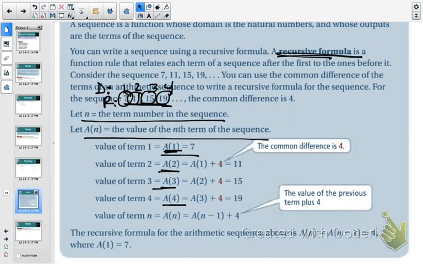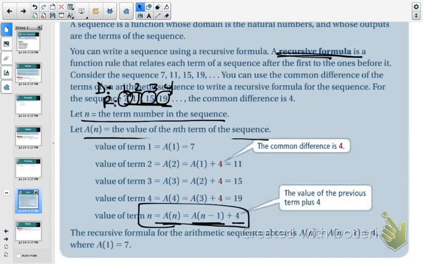If you notice, you're adding 4 every time. So if we want to find the nth term, we go back to the previous term, the n minus 1 term, and then just add 4. This is the recursive formula, this part anyway. Basically, you go back to the previous term and add 4 to it.